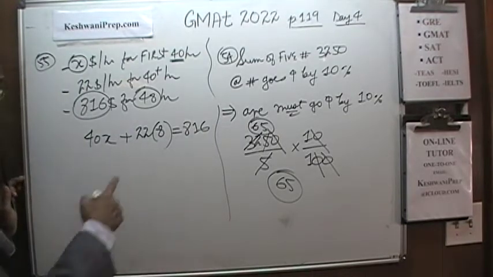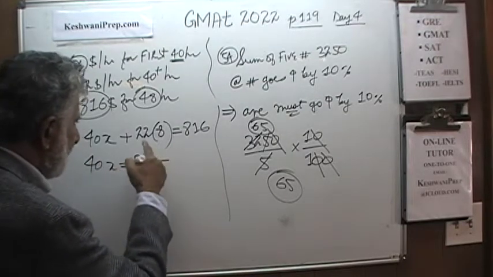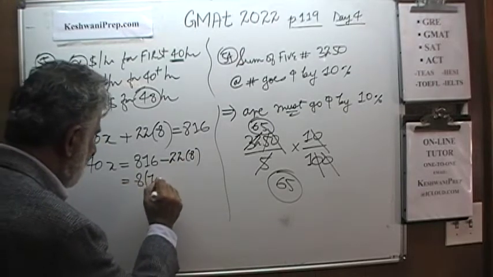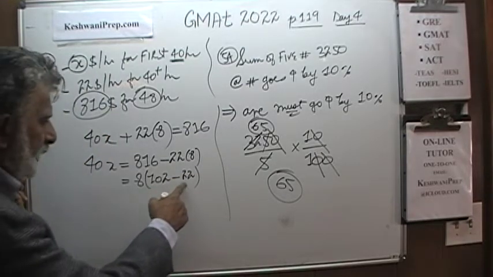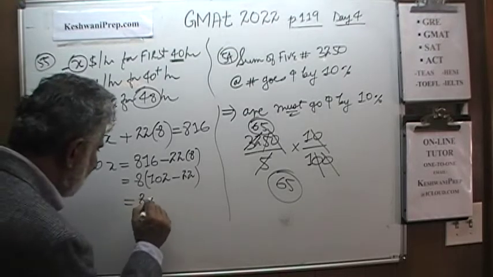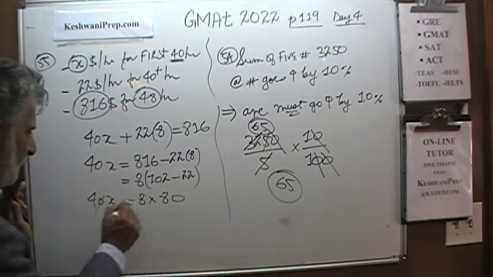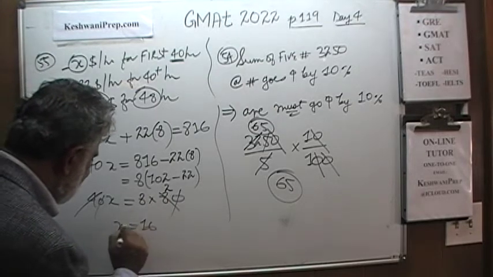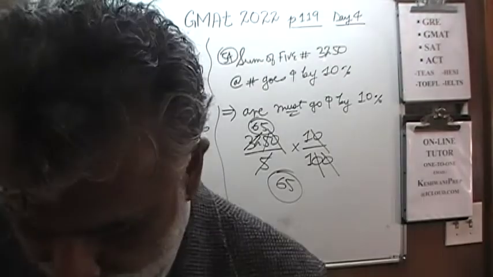Let's bring this quantity to that side. So 40x would have to equal 816 minus this quantity, 22 times 8, which is the same as 102 minus 22. Take out the 8 common. 102 minus 22, 100 minus 20 would have been 80. That's exactly what it is. It is just 8 times 80 equals 40x. Divide both sides by 10, divide both sides by 4. There you go. Simple enough. Looks like our regular wage is $16.